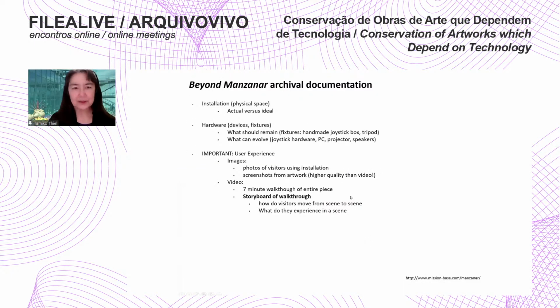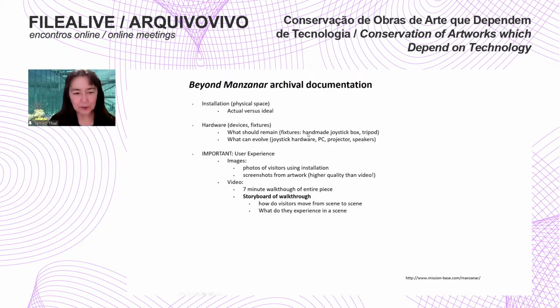So when we went to archive it, the description of the space was important, both the space as it had been shown and the space as I would want to have it shown. And then with the hardware, I specified, okay, the PC we have right now is not adequate. So if we can migrate it to a more powerful PC, a more powerful projector, better speakers, better joystick hardware, that's fine. What has to stay the same is this handmade looking joystick box and tripod and the relationship of the user to the screen.